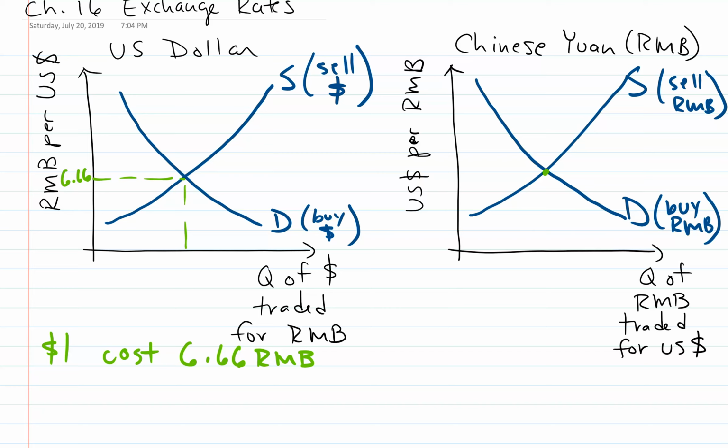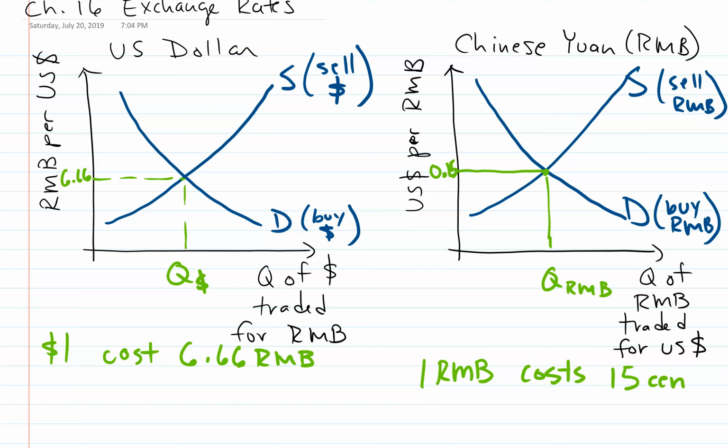And so this then determines an exchange rate, and this exchange rate is the inverse of the other one. So over here it's 0.15. And then we get some quantity here, and some quantity there. These are not the same quantity. This is the quantity of RMB, and this is the quantity of dollars that is traded. What this 0.15 is, is just the inverse of the other. So 1 RMB costs 15 cents US. That's the meaning of these two, and they're equivalent.